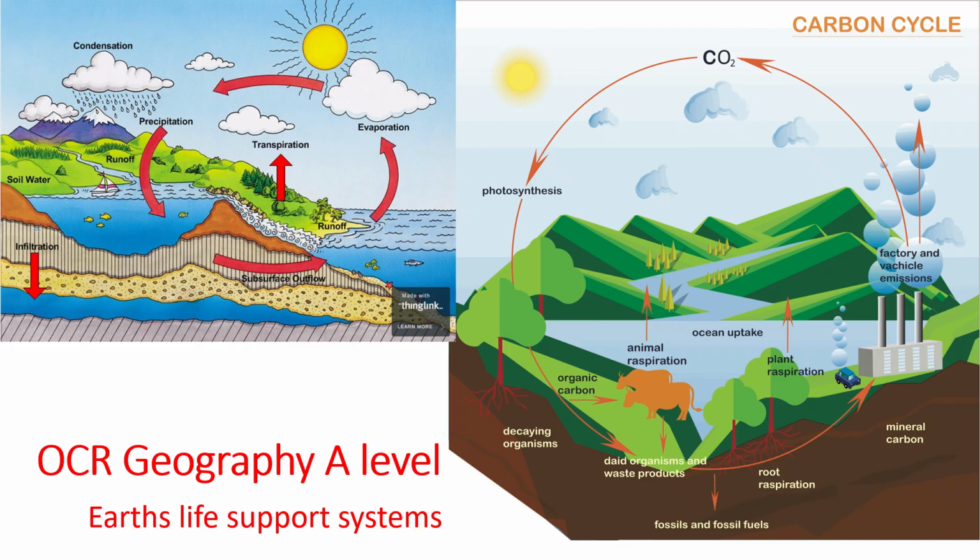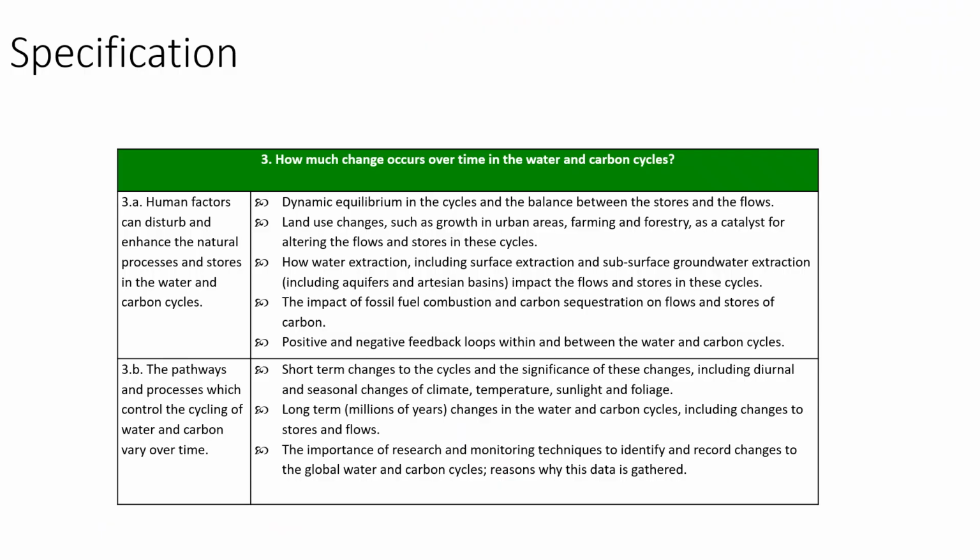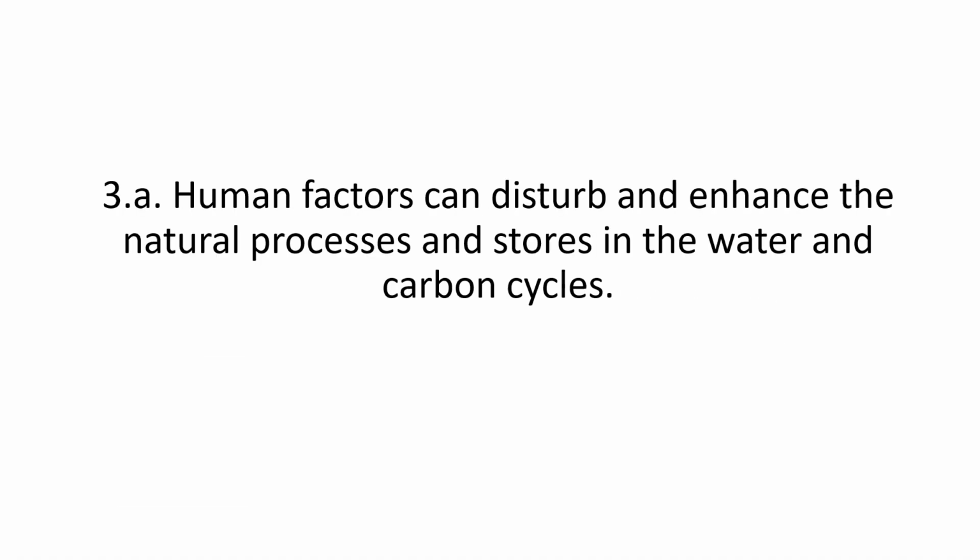Today we're going to be looking at Earth's life support systems, which is part of the OCR Geography A-Level specification. We're going to be focusing on key question 3, which is how much change occurs over time in the water and carbon cycles. And there are 2 sub-questions for this that we will be looking at. We're going to start with 3A, which looks at human factors and how they can disturb or enhance the natural processes and stores in both the water and carbon cycles.